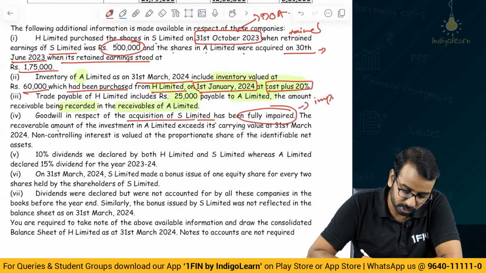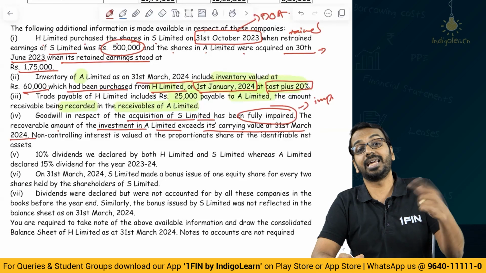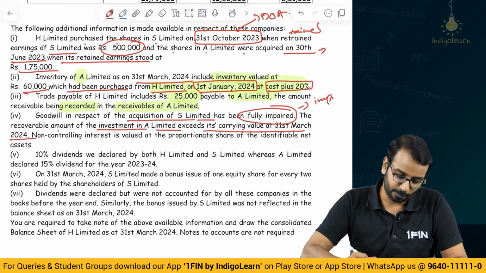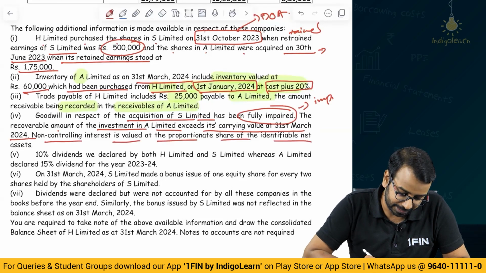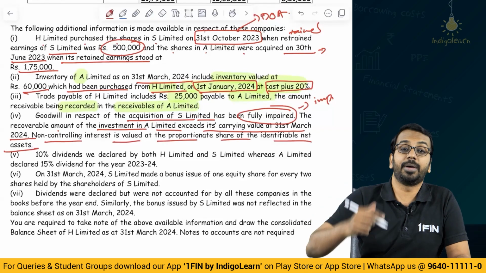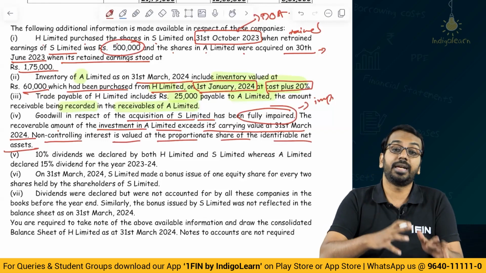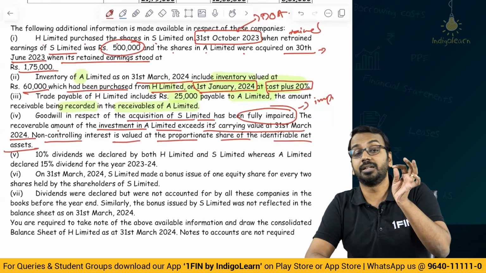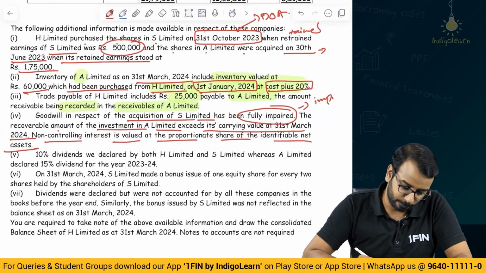The recoverable amount of the investment in A Limited exceeded its carrying value as on 31st March. So, recoverable amount is greater than the carrying amount. Is there any impairment? There is no impairment. Now, NCI is valued at proportionate share of identifiable net asset. So, when there is goodwill impairment, if it is fair value, you have to attribute it to parent as well as NCI. If it is not at fair value, if it is proportionate share of net asset, then only the parent will bear the impairment of goodwill.